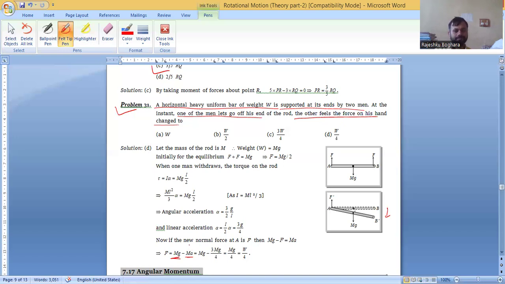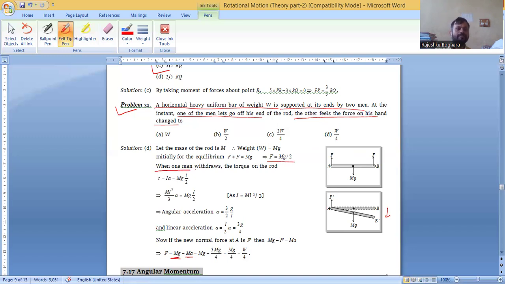F'. फर्स्ट कंडीशन इन इक्विलिब्रियम, तो F plus F equal to mg. Upward force is equal to downward force. So F plus F equal to mg. So 2F is equal to mg. F equal to mg by 2.